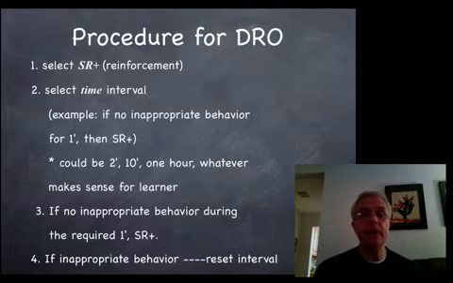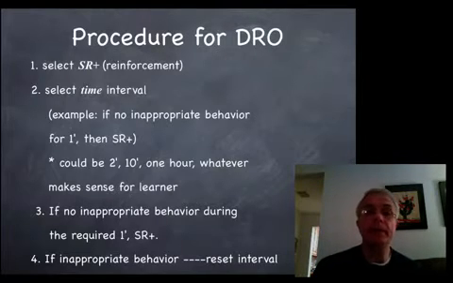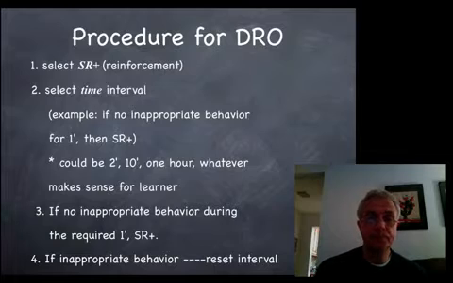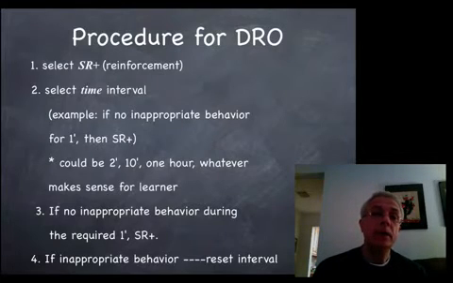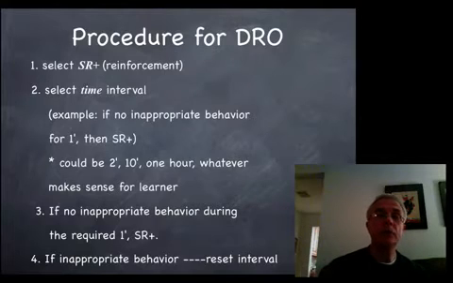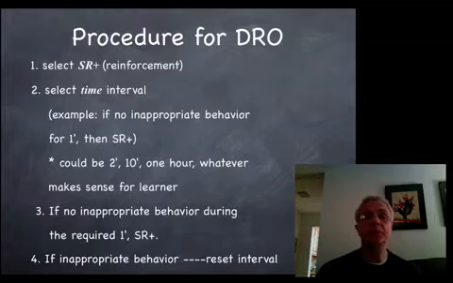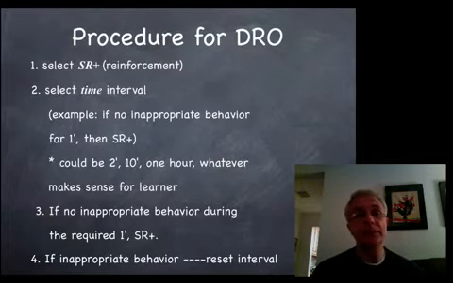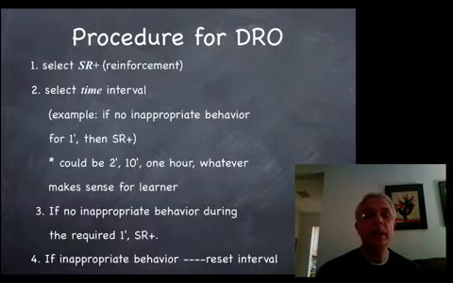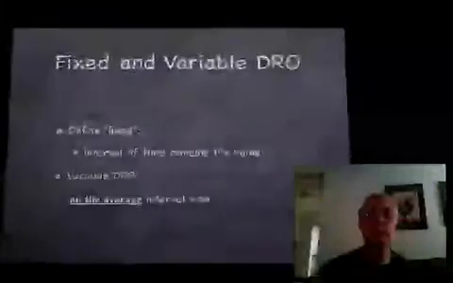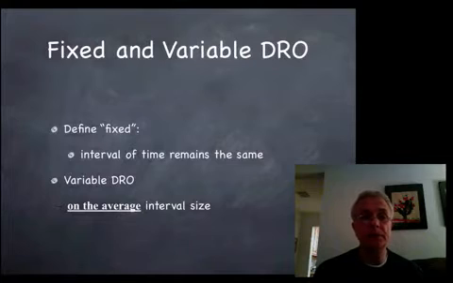For example, in this slide, if there's no inappropriate behavior for 1 minute, then reinforcement will be delivered. You can set the interval size at any particular interval you wish, except you need to think about the inter-behavior interval of the inappropriate behavior. We'll talk about that later. So you determine your reinforcement, you select your interval size, and the rule is if there's an absence of the problem behavior during the entire interval, reinforcement is delivered. If inappropriate behavior happens during the interval, then you reset the interval and no reinforcement is delivered.